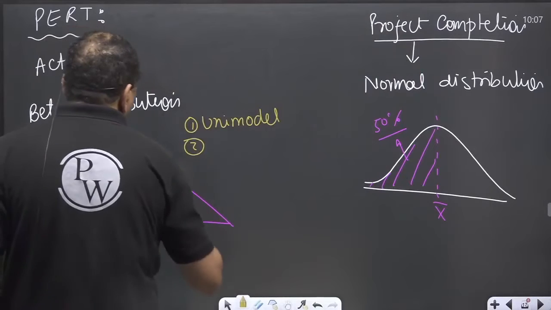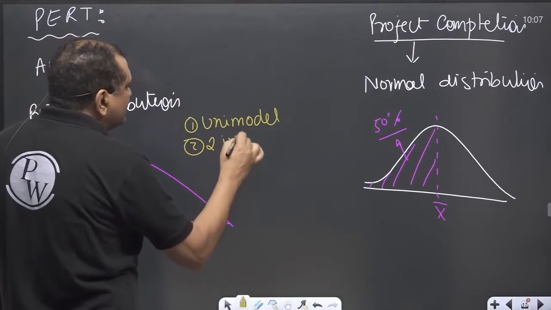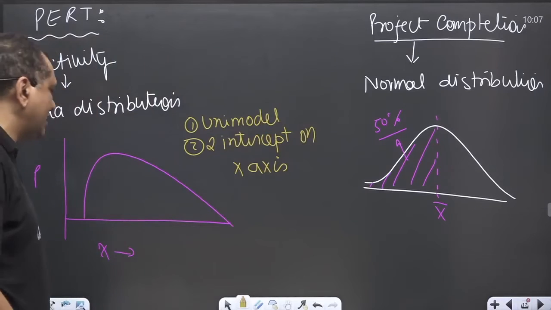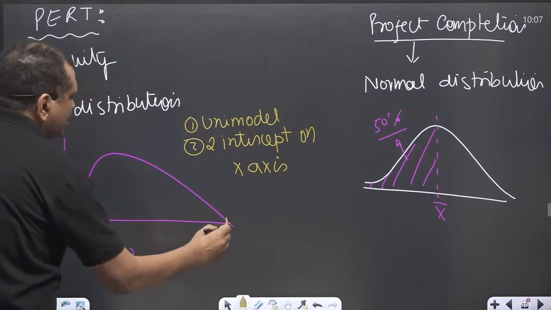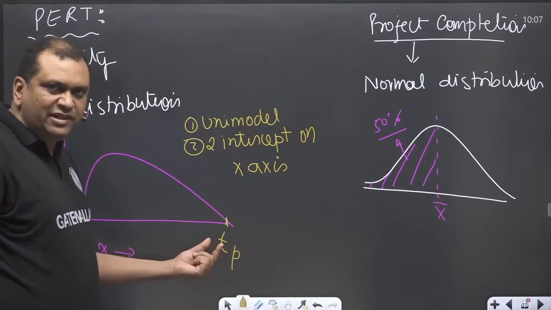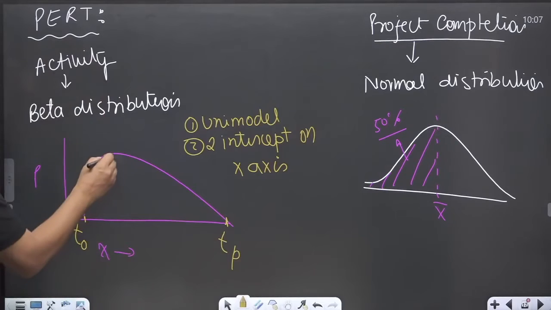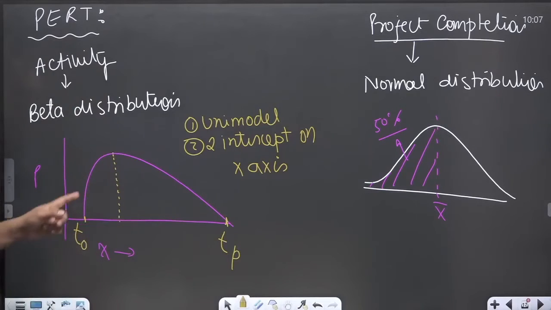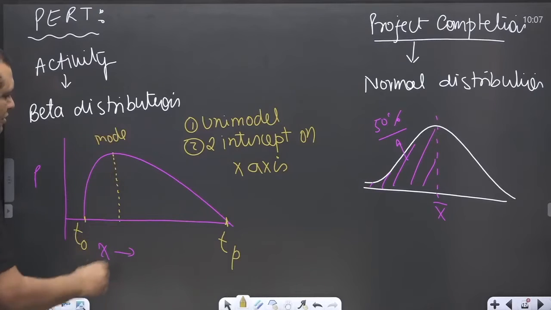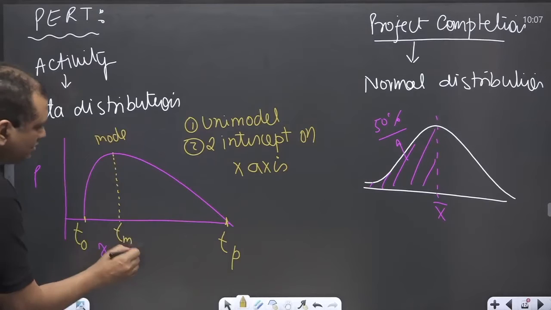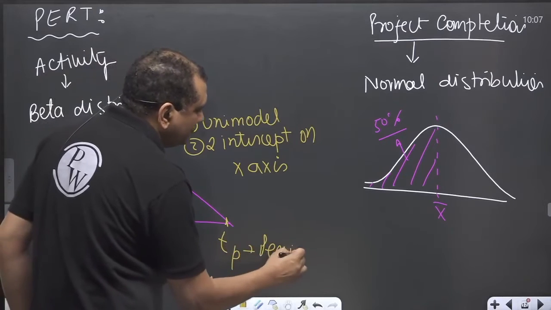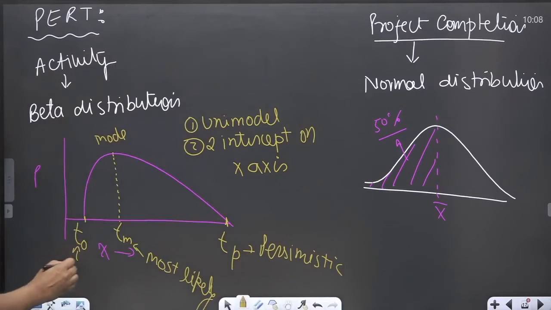The second reason is that the beta distribution has two intercepts on the x-axis, and these correspond to the pessimistic time and the optimistic time. I will explain these things. And wherever there is a peak, that is called the mode. The mode corresponds to the peak value, and this is called the most likely time. This is called pessimistic, and this is called optimistic time.